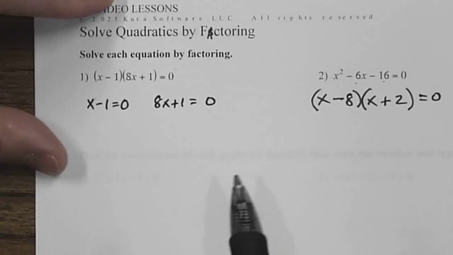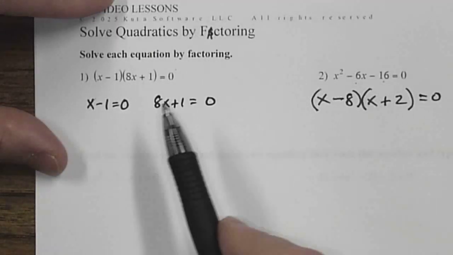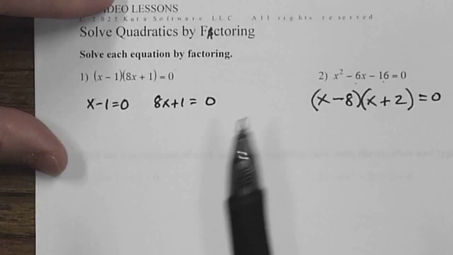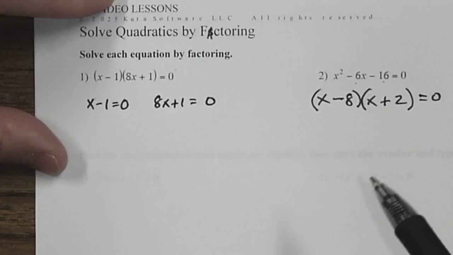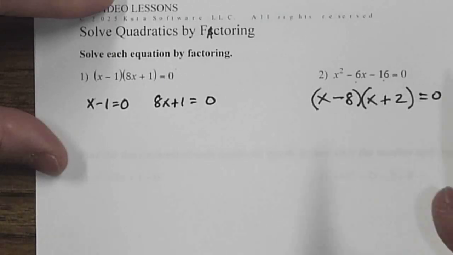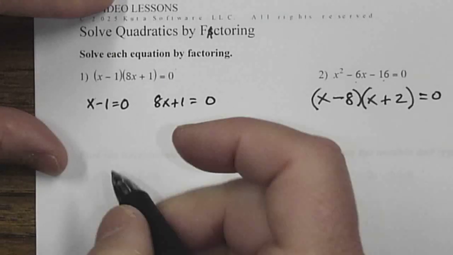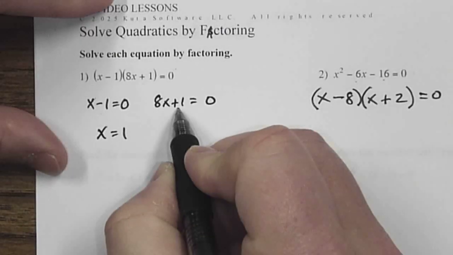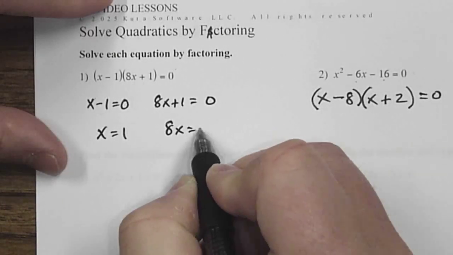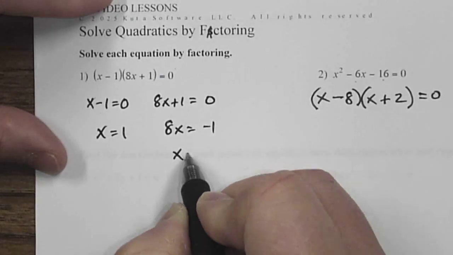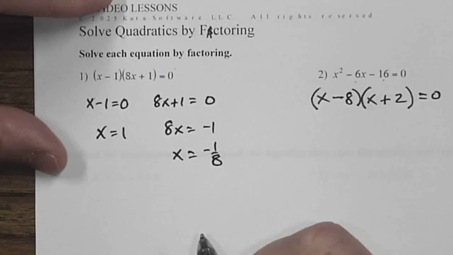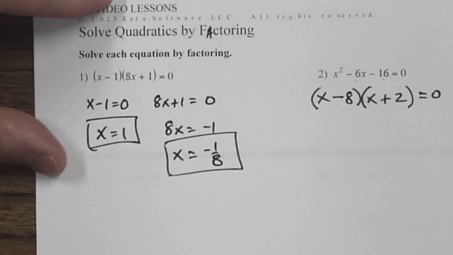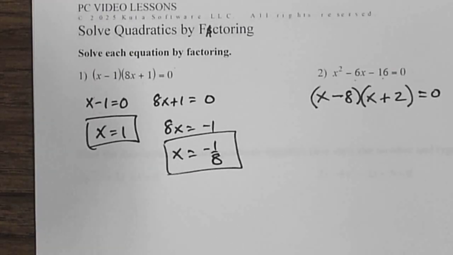Okay, each one. Now, a factor is simply saying that these two things when multiplied together give me that. So like 2 and 4 or 8 and 2 are factors of 16, because if I multiply, I get 16. Add the 1 and x equals 1. Here, subtract, divide, and x equals negative 1/8. And so these are my two solutions to this quadratic.